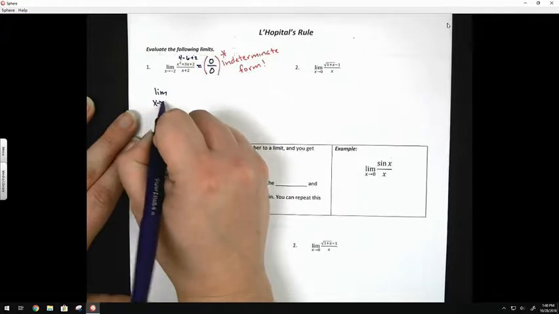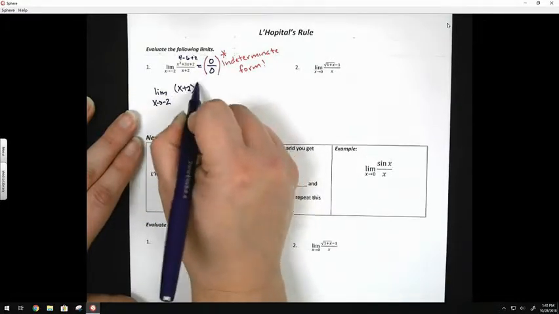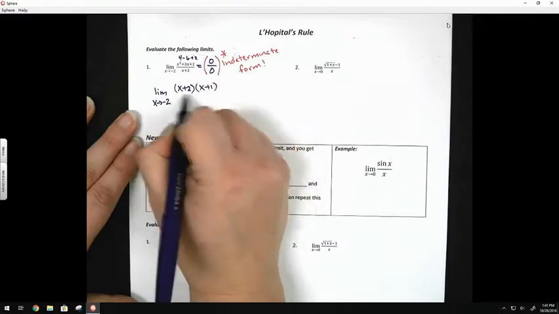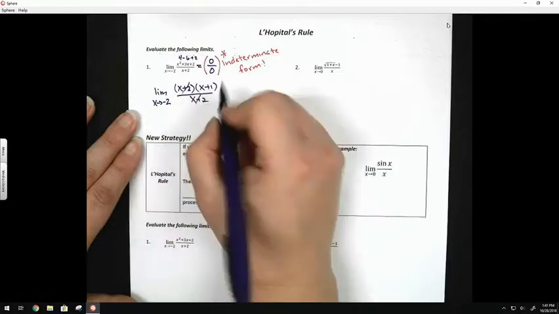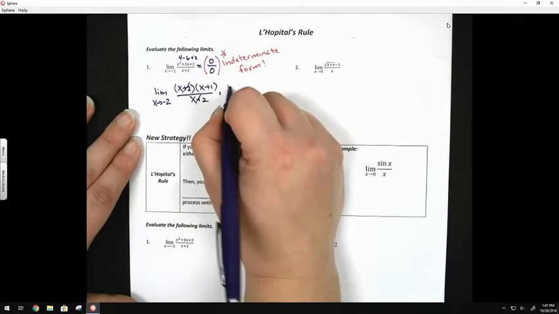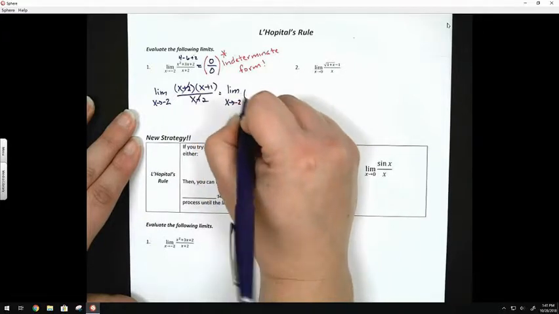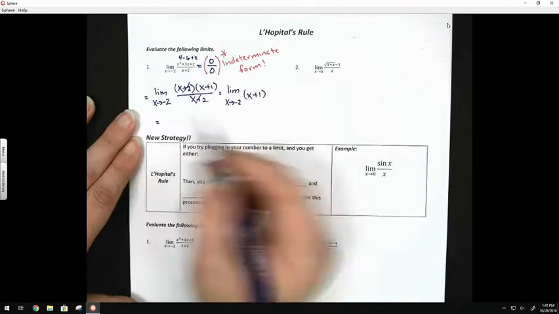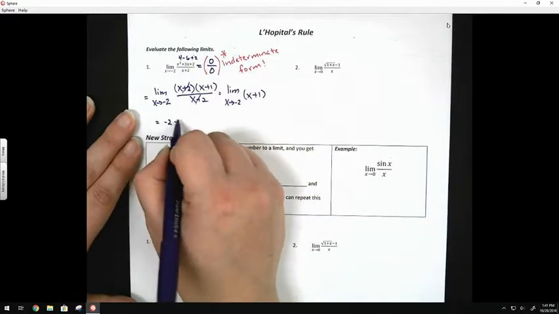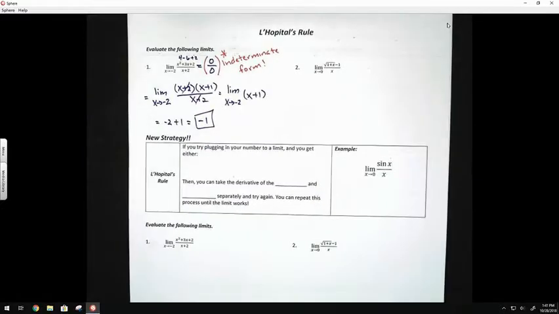The limit as x approaches negative 2 of (x plus 2) times (x plus 1) over x plus 2. We're going to cancel those factors to be left with the limit as x approaches negative 2 of x plus 1. And now we can substitute our value in, and we would get negative 2 plus 1, which we know is negative 1.